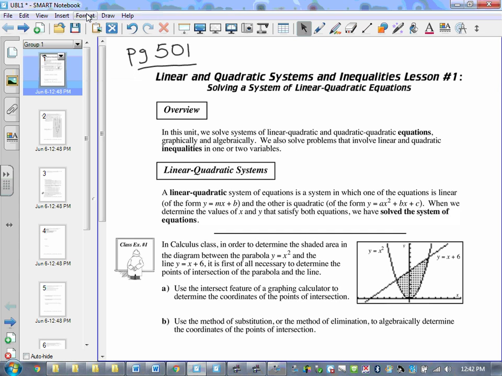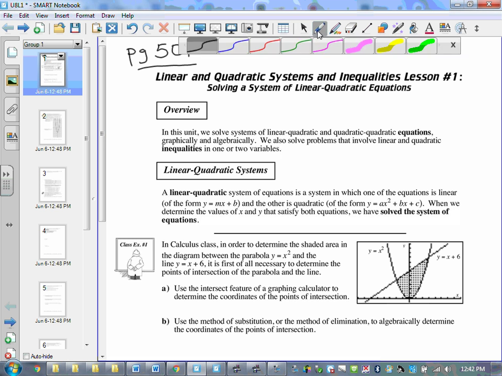Okay, so we're second last unit. We are learning about systems of equations. So linear and quadratic systems.